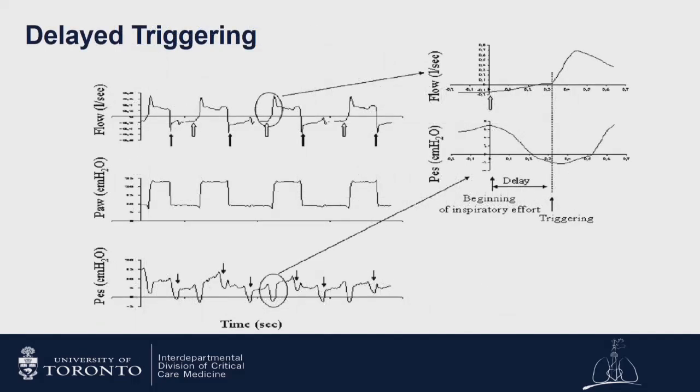Here's another example, and this is delayed triggering. If you look at the figure in the top right-hand corner here, this patient has some auto peep. And so the patient has to do isovolumetric work to lower the pressure enough to get flow to go into the ventilator so that the ventilator can know that the patient is trying to make an effort. Next slide.